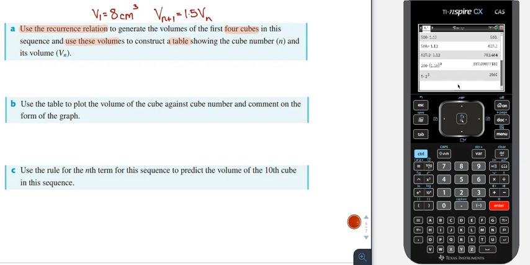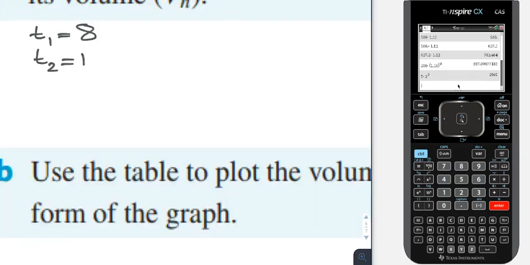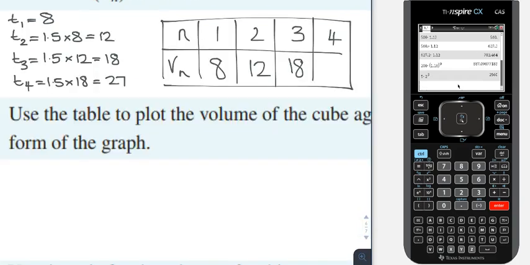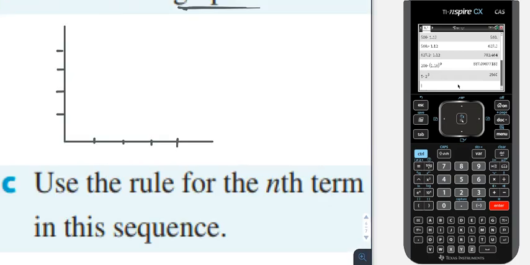Because we're asked to use that recurrence relationship, you do need to. So 1.5 times 8, 1.5 times 12, 1.5 times 18 to get those values and put them into a table. Part B, use the table to graph it. So this is a sketch sort of graph. You do need to be aware of that.